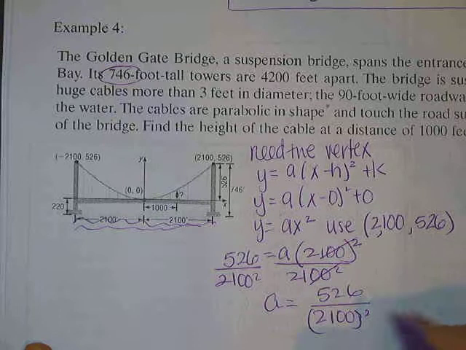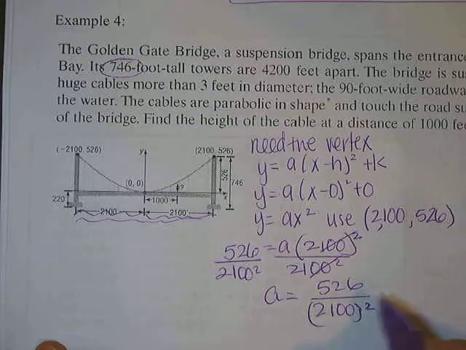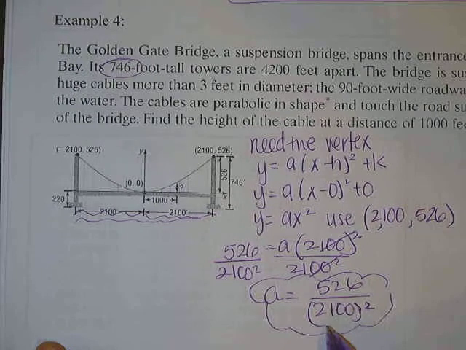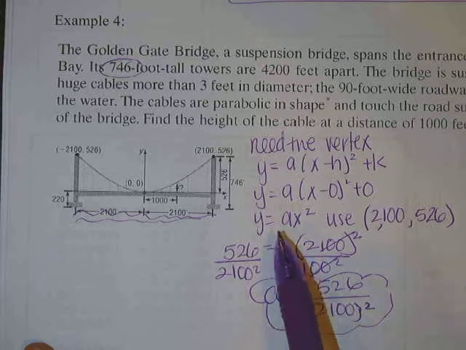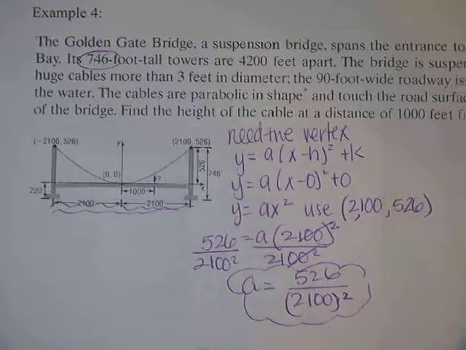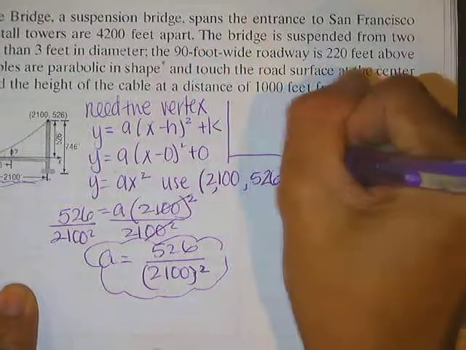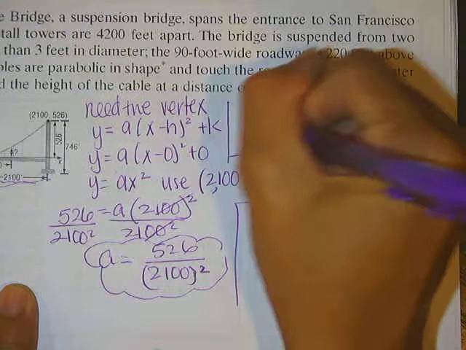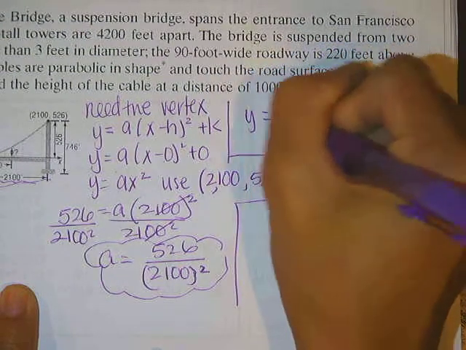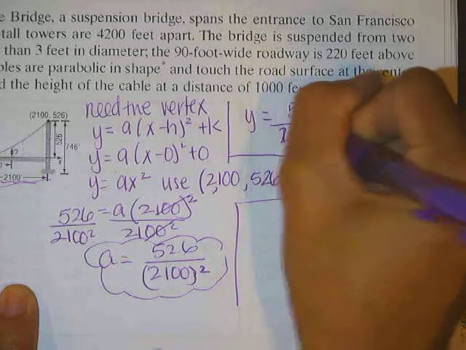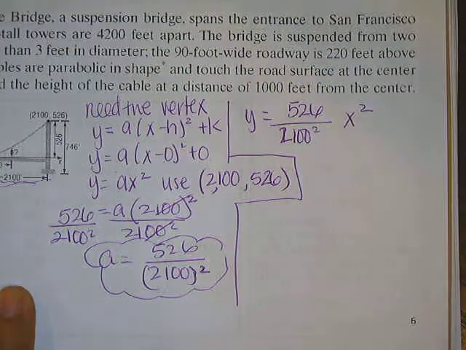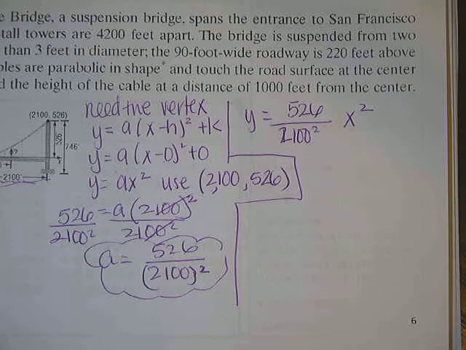A is going to come out to be 526 over 2,100 squared. What I'm asking you right now is to leave this like this, because 2,100 squared is a really large number, and 526 divided by a large number is very close to 0. I don't want it to be 0. It's going to be a value that we need to use for this equation. So right now, leave it exactly like this. So our equation is now y equals 526 over 2,100 squared times x squared. That's the equation that we currently have.